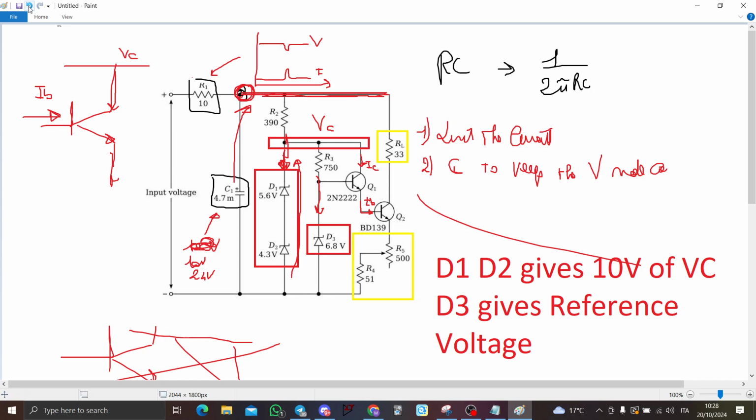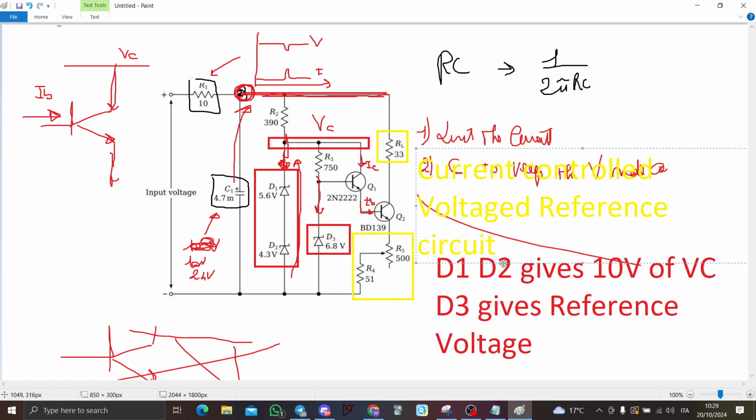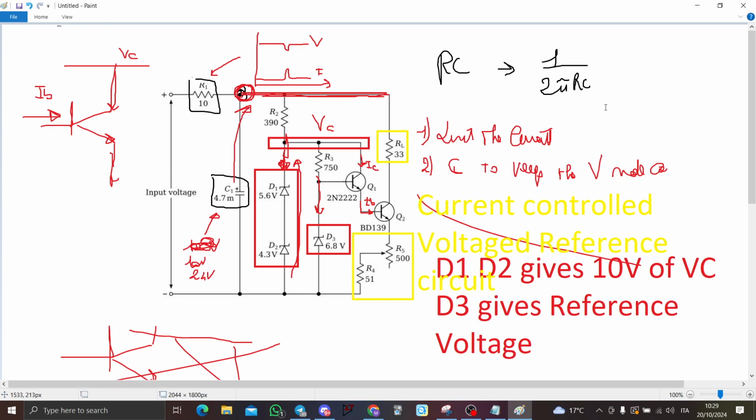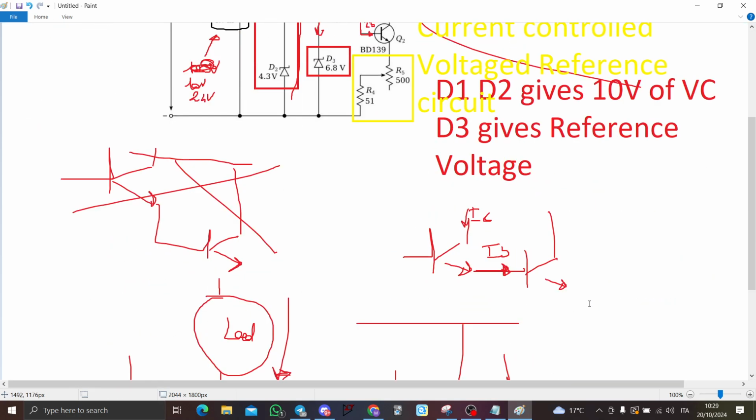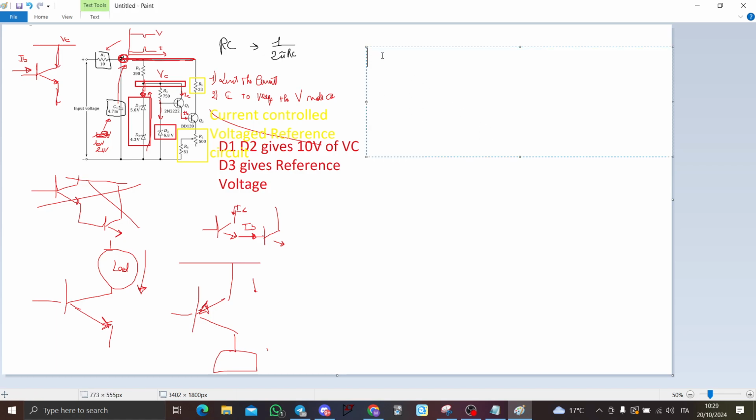So basically, this is a current controlled voltage reference circuit. Okay. So basically, by tuning the potentiometer, you decide the current flowing into RL.